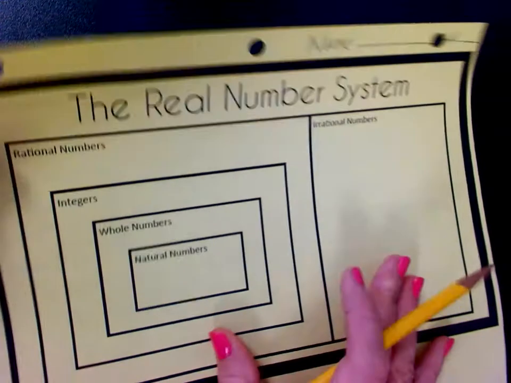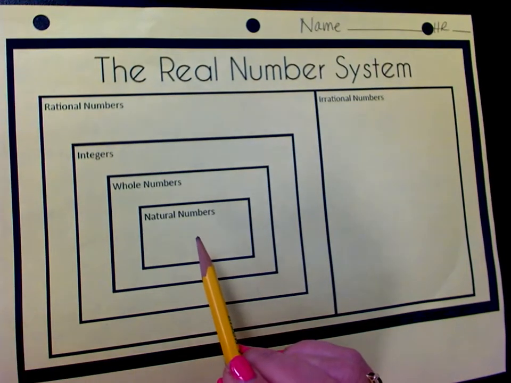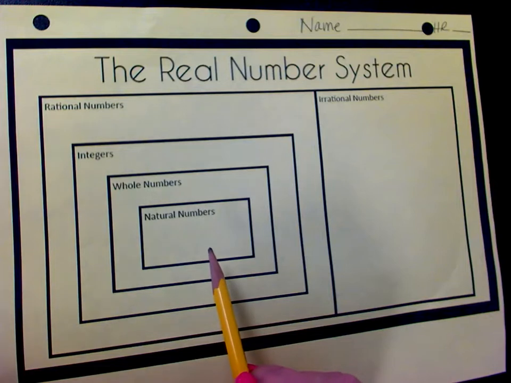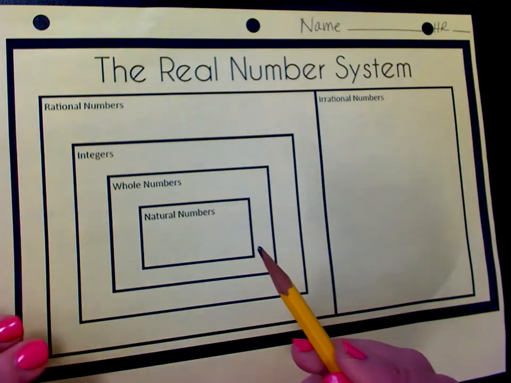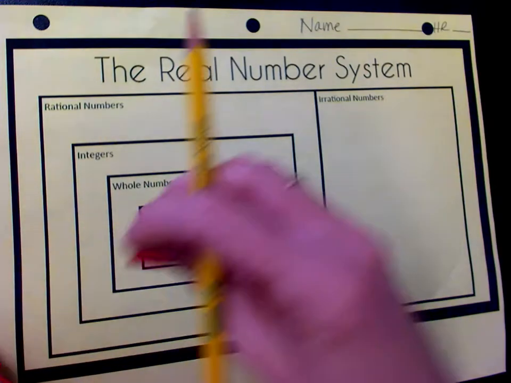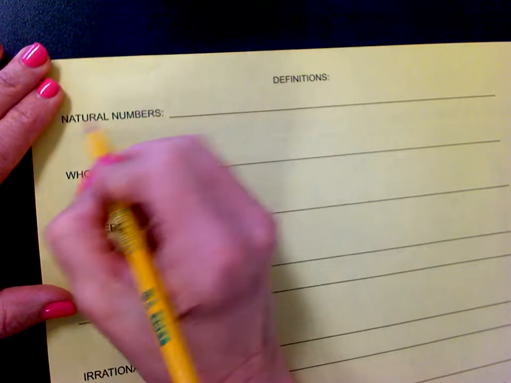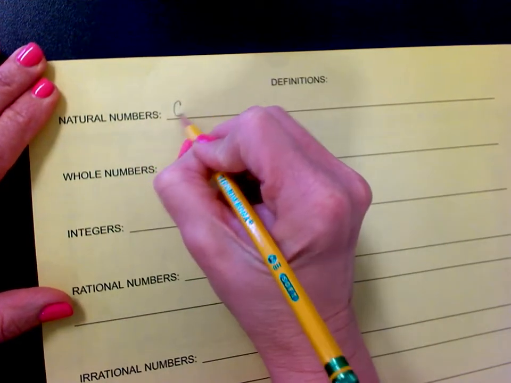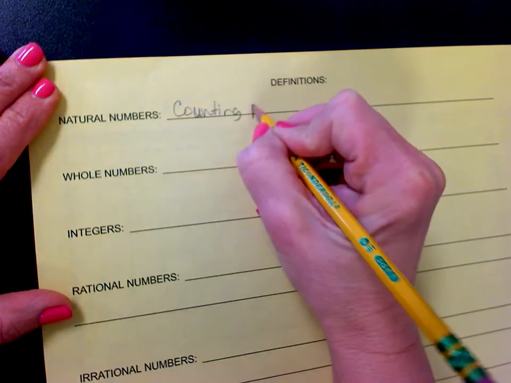Okay? So our smallest subset, think about when you were young and the numbers that you started with when you first started learning how to count. What type of numbers did you start learning to count with or count by? You probably counted by one. You took items and you counted 1, 2, 3. So that's what we call our natural numbers. So on the back, we're going to write natural numbers. They're also known as our counting numbers.